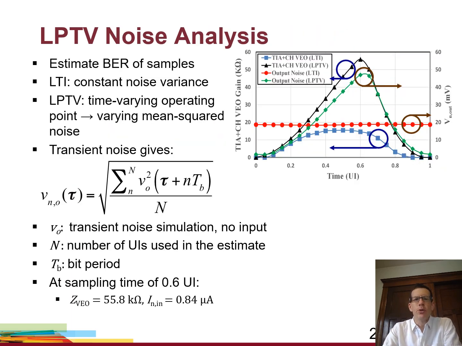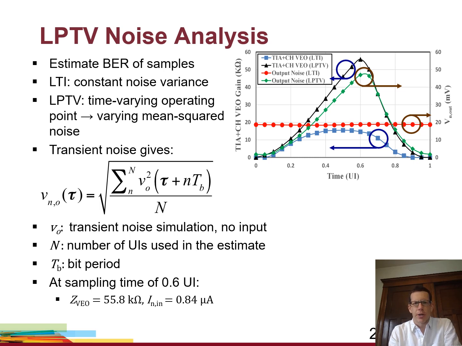So let's take a look at how we do noise analysis for this periodically time varying system. Now recall, the purpose of noise analysis is to estimate the bit error rate of samples. So for the LTI system, we look at the vertical eye opening and then we compare that vertical eye opening to the RMS noise. And the RMS noise that we'll measure is constant as you move along the unit interval because the noise sources have a variance that's constant with respect to time. The statistics of them don't change.